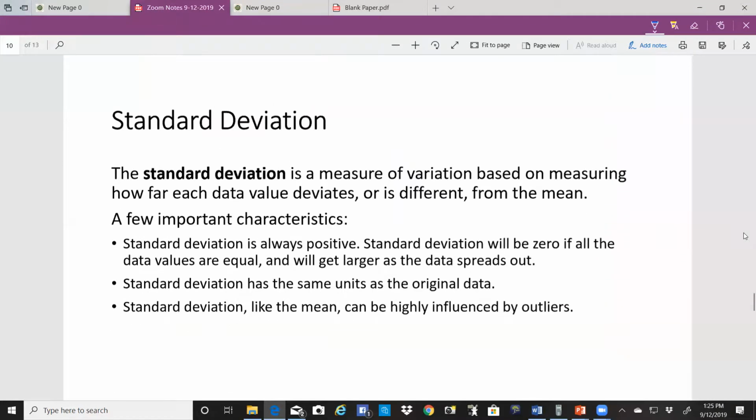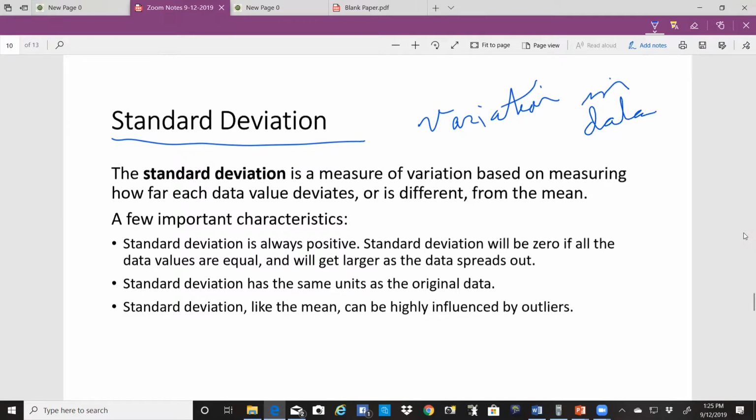Now, here's what I wanted to illustrate. When you look at variation in data, we're all going to have to be able to calculate the standard deviation.